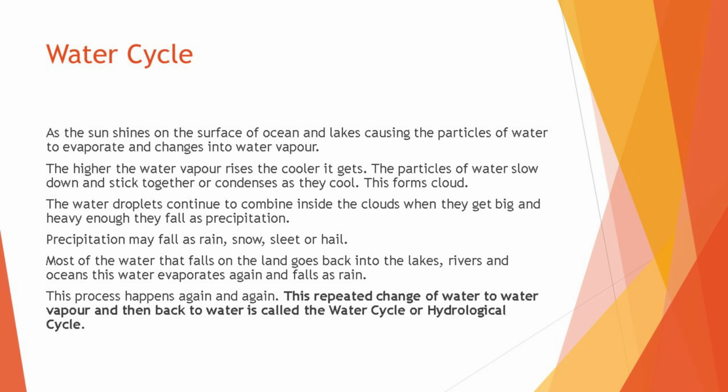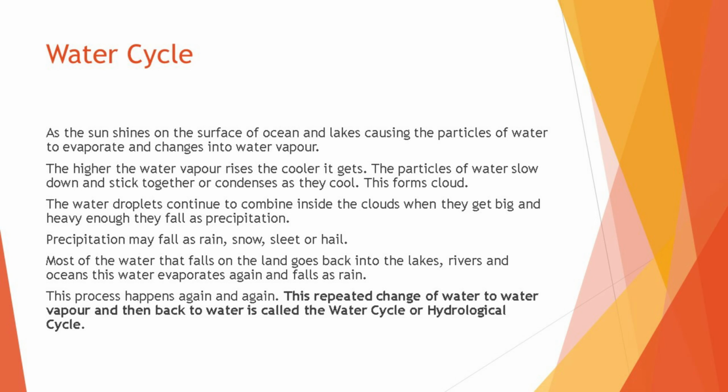The water droplets continue to combine inside the clouds. When they get big and heavy enough, they fall as precipitation. जब water droplets become very big, they start coming down because of their heaviness. They start coming down, and as they come into contact with the earth, because of the heat of the earth, they start melting and they fall as rain. The falling of condensed water is known as precipitation.